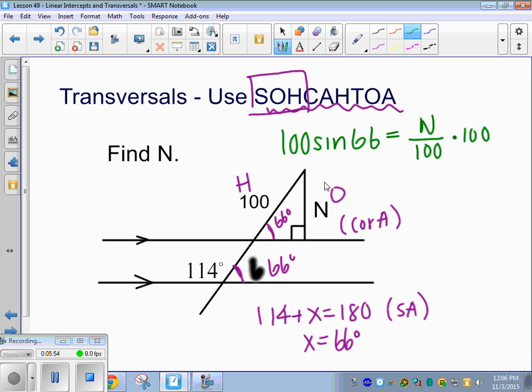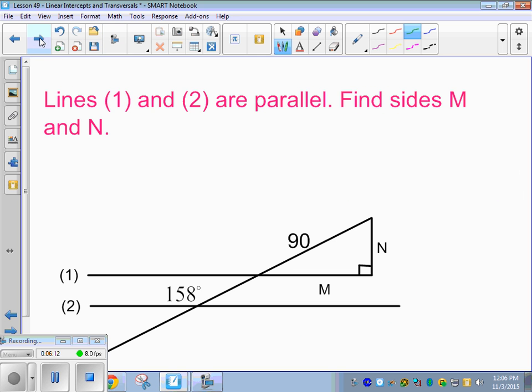Pablo, what'd you get? 91.355. Did you get the same thing, Brody? Sweet. All right, not too bad. We're just putting stuff together. Going to find this angle, and then we use a trig function to solve for our unknown side. Let's try one more.